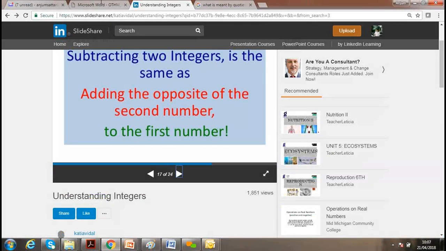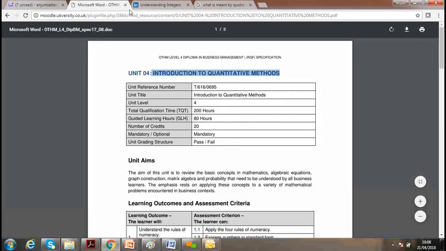Okay, we'll start. Welcome everyone. You all know me and I know you. We'll start this new unit, which is our new subject, Unit 4, Introduction to Quantitative Method.